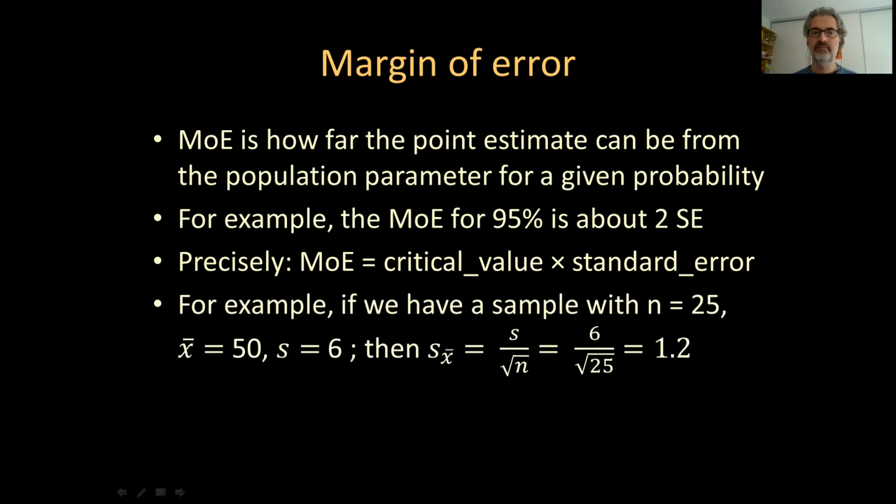For example, if we have a sample with 25 individuals, so size of the sample is 25. Let's say our mean is equal to 50. The standard deviation is equal to 6. Then our estimate for the standard error, obtained by dividing our standard deviation by the square root of the sample size. So it's 6 divided by the square root of 25, which is 5, which is 1.2. This is our estimate of the standard error.